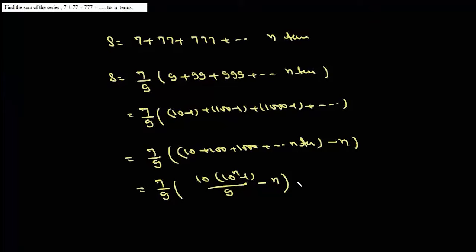So what we'll do is take this 9 common, so we can write 7 upon 81 into (10 to the power n plus 1, minus 10, minus 9n), and that is the answer to this question.